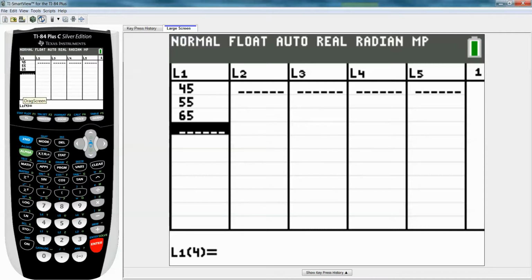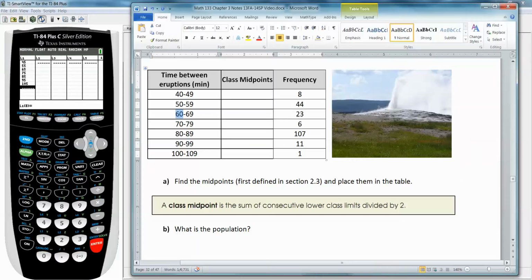So you go plus 10 is 65, plus 10 is 75, plus 10 is 85, 95, 105. And you stop where the last class would be. So the last class is from 100 to 109.999999999. Therefore, the halfway spot would be 105. All right, so we have our midpoints.